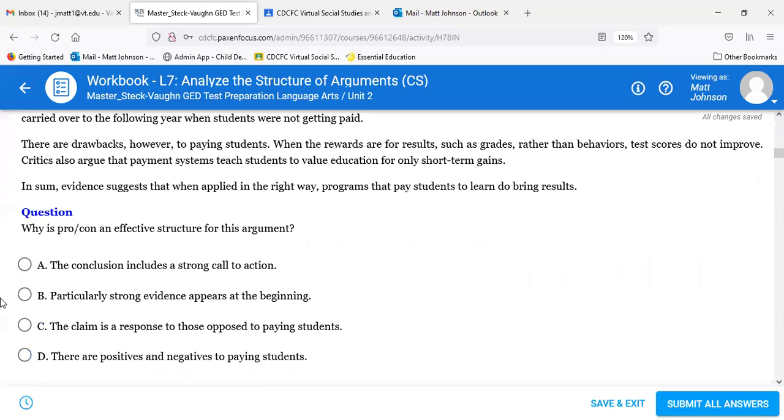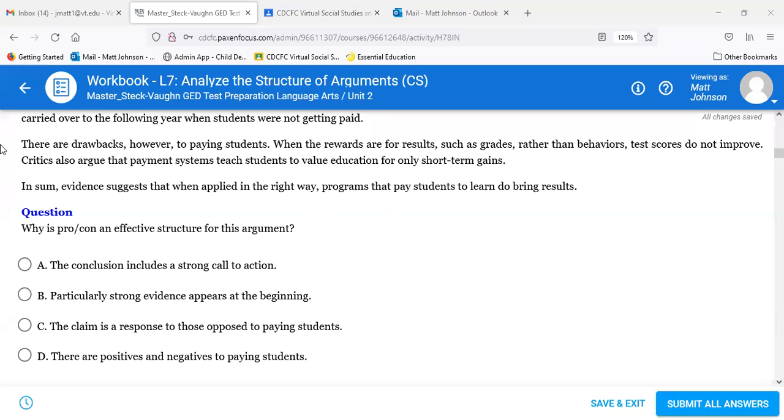Number 2. Why is pro or con an effective structure of this argument? A, the conclusion includes a strong call to action. B, particularly strong evidence appears at the beginning. C, the claim is a response to those opposed to paying students. D, there are positive and negative aspects to paying students.